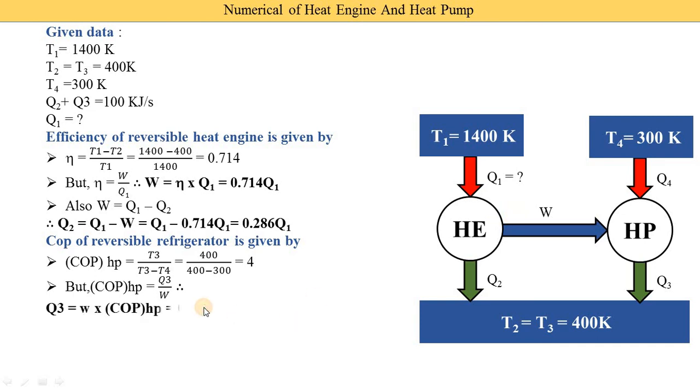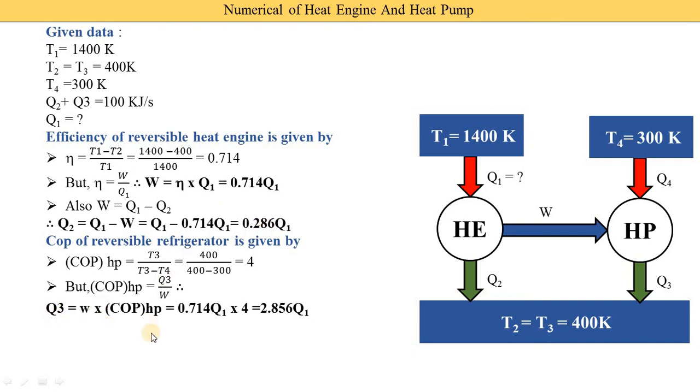Okay, now we put this value in this equation. So Q3 is equal to W, meaning work done, times COP of the heat pump. Okay, so we know the equation of the work done here in the heat engine, that is the work done is 0.714 Q1 times 4, meaning the COP we found is 4. Okay, so we get this answer, Q3 is equal to 2.856 Q1.